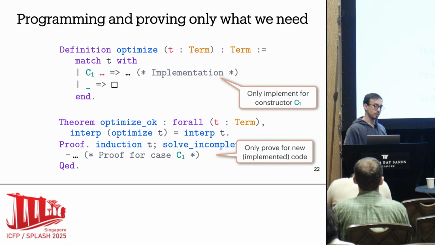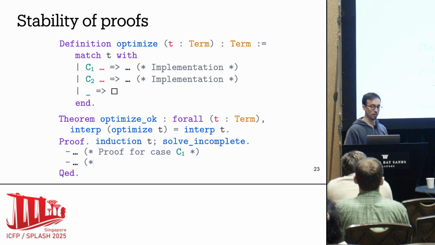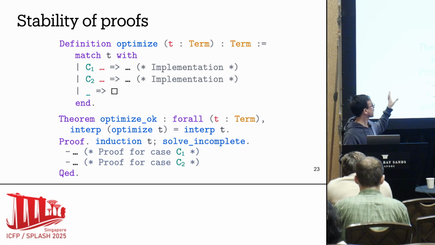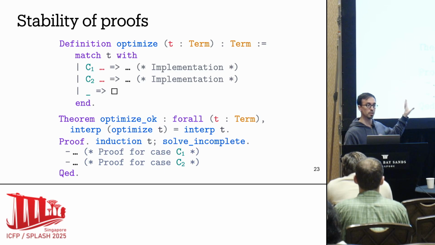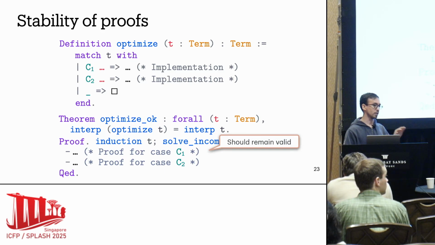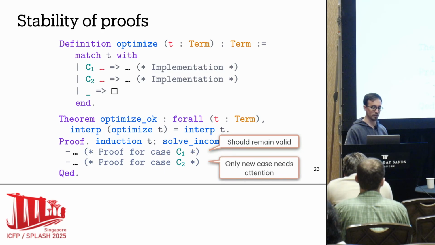Then a second thing is that the proofs should be stable. And by this I mean that, for instance, if we add a second case to our implementation and we fix the proof, the existing proofs that were there before should remain valid. We shouldn't need to touch them. And of course, again, we should only care about the new code that we added.